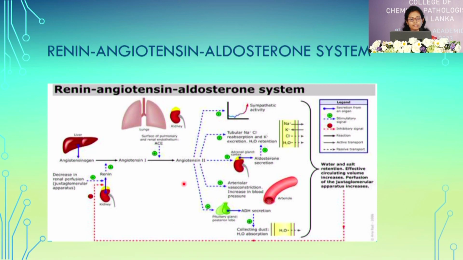Angiotensin 2 also acts on the adrenal glands to secrete aldosterone. Aldosterone again acts on the distal tubules and collecting ducts, leading to increased tubular reabsorption of sodium and potassium secretion. Again, this will increase the water retention. When there is water retention, there will be an increase in arterial volume, so it will inhibit renin secretion.